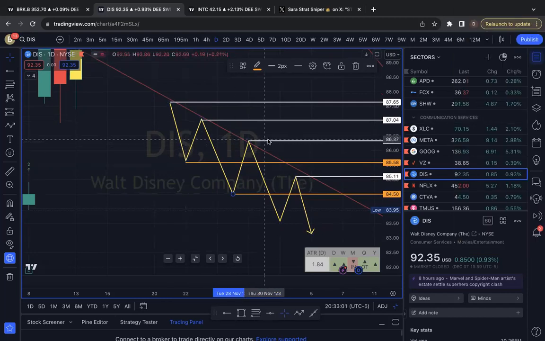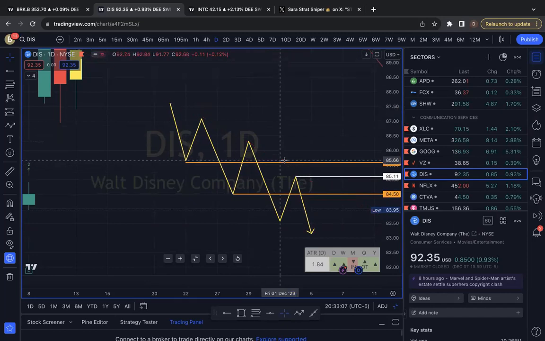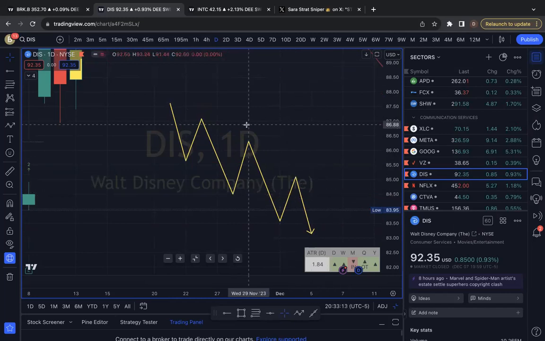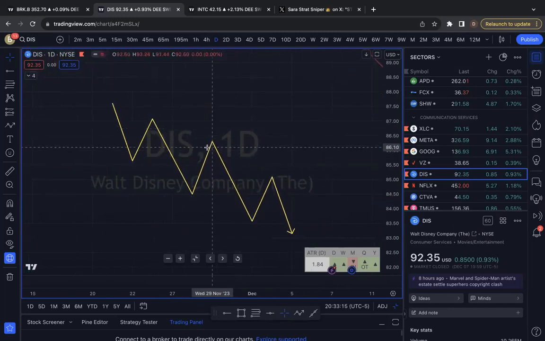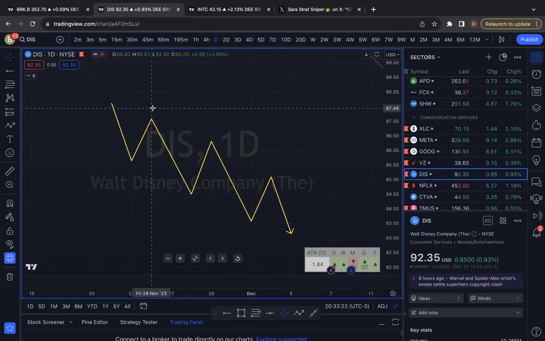So yes, that is the trend. The reason that is important is because this is how you find your hammers and your shooters. So when you have a downtrend, you have a high likelihood, if you see a shooter here, a shooter here, a shooter here, that it's going to want to continue to the downside.